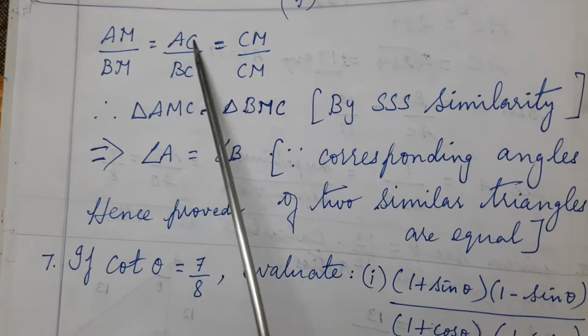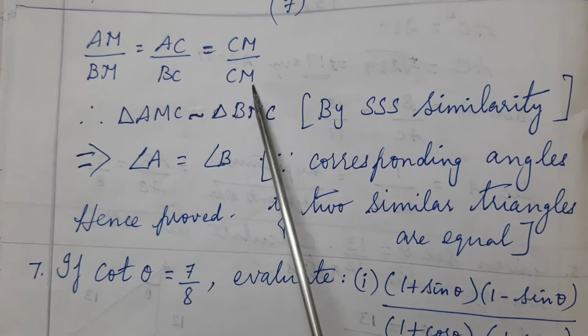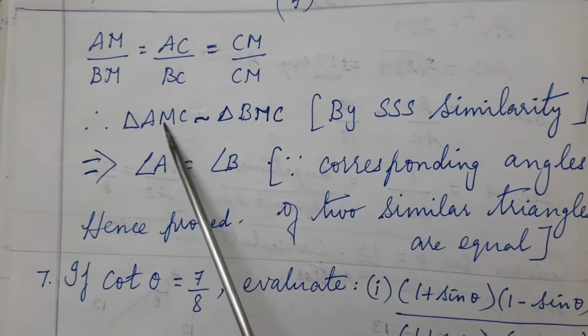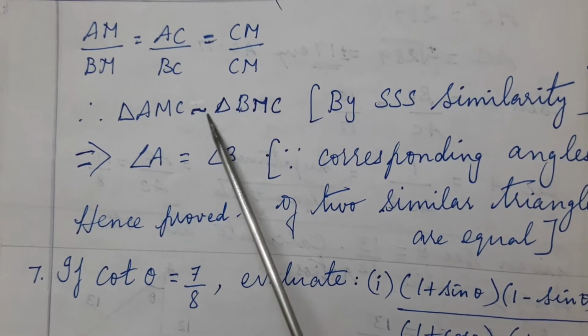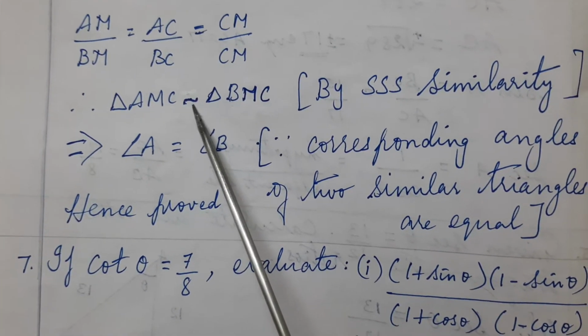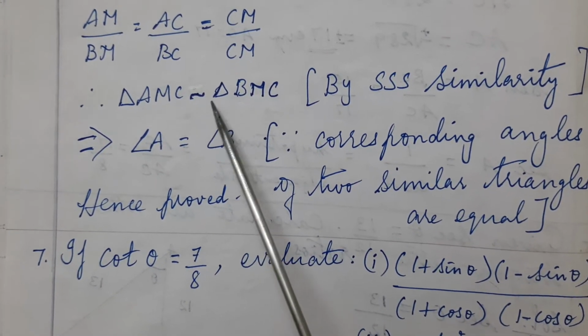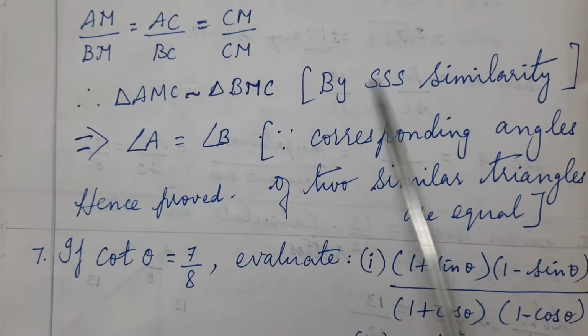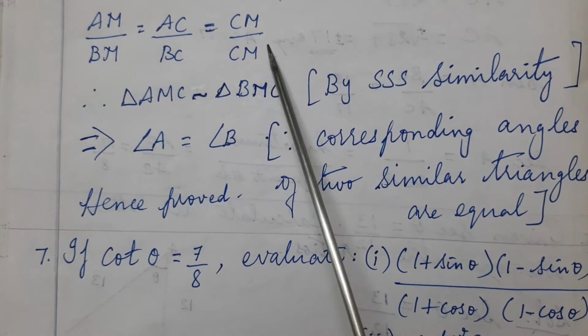AM by BM is equal to AC by BC is equal to CM by CM. I told you they are in proportion to each other. So these two triangles are similar. This is the symbol for similar. For congruence, we draw two lines and over that you write this. For similar, this is the symbol. By SSS similarity, because all the sides are in proportion.